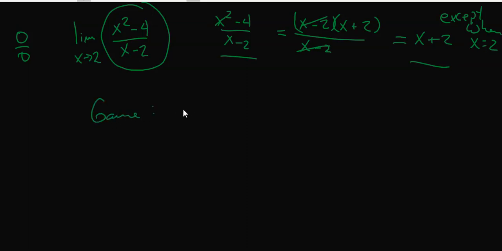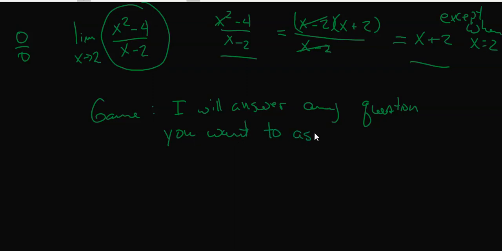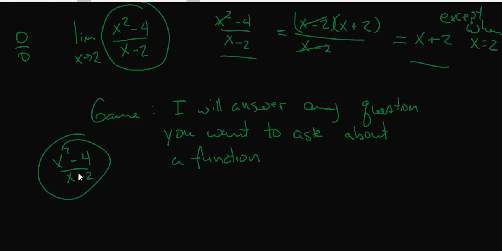So the game is that, suppose I will answer any question you want to ask about a function. So I have this function. Let's say I secretly have this function, x squared minus 4 over x minus 2, and I'm kind of hiding it, so you can't see this function.